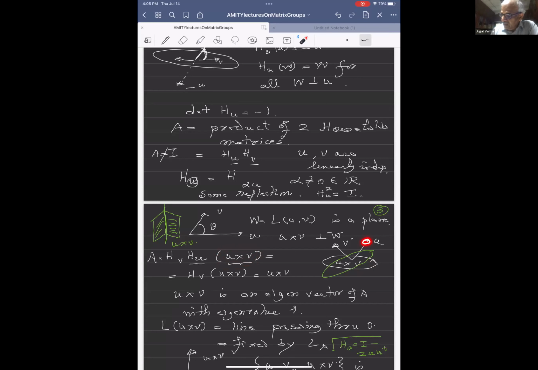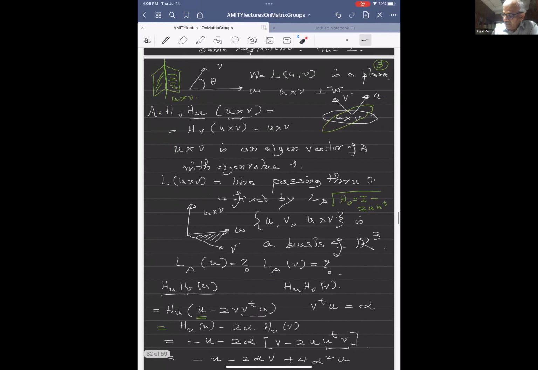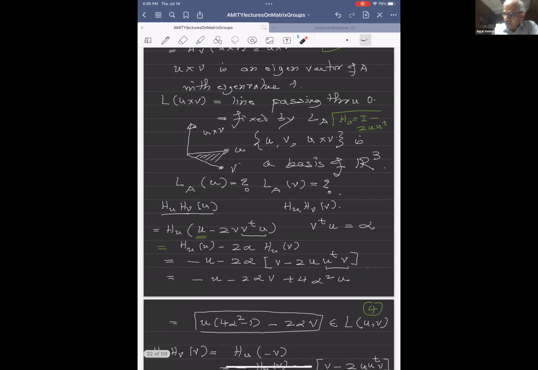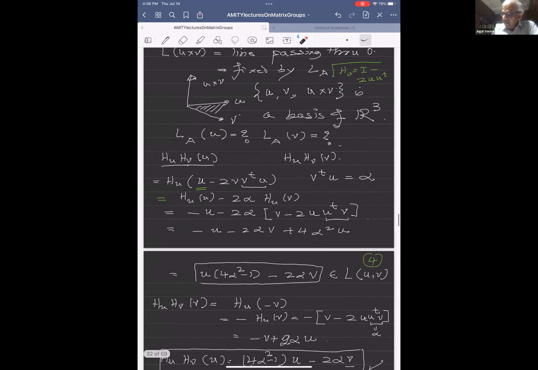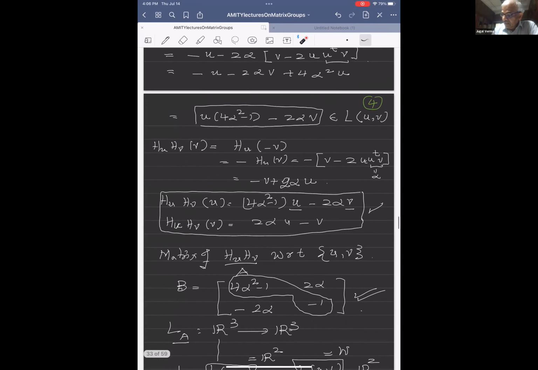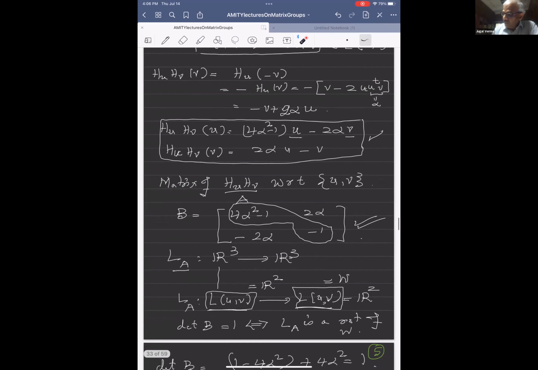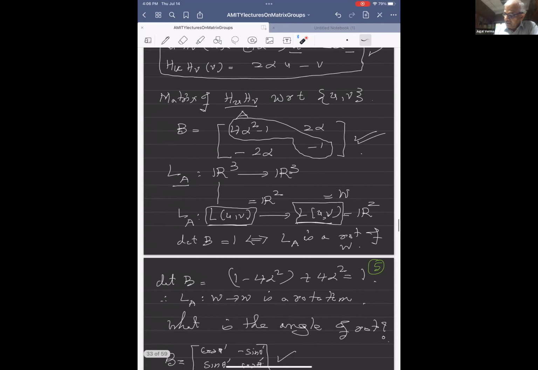If A is not an identity matrix, U and V are not parallel, and they constitute a plane. The plane which is the span of U and V is the plane of rotation of HU, HV, and the axis of rotation is in the direction of U cross V. This we did by simple calculation. We just applied HU and HV on U and V and found the angle of rotation. The angle of rotation of HU, HV turned out to be 2 theta.